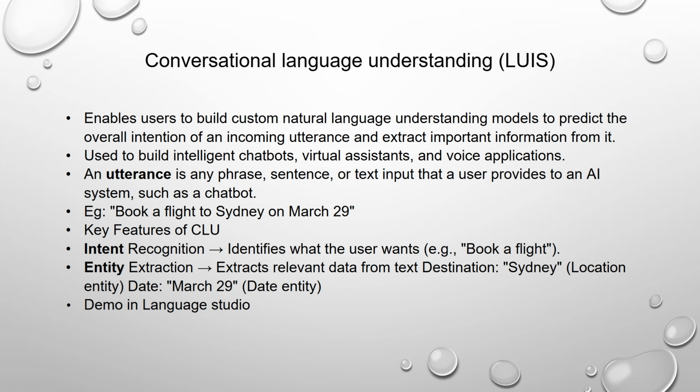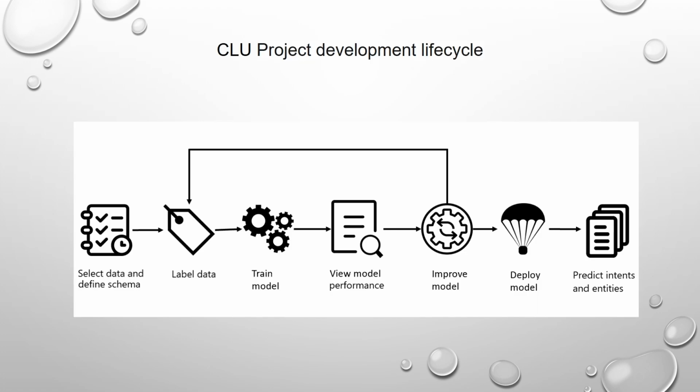So that is a use case scenario of a conversational language understanding model. Now how can we build a CLU model? It was earlier known as LUIS or Language Understanding Intelligent Service. Now they call it Conversational Language Understanding or CLU. This is how we build a CLU project. First we have to select the data and define the schema. After that we have to label the data and train the model. After training we have to view the performance of the model. If the performance is satisfactory, we can directly deploy the model, or we can improve the model by adding more training data and then deploy it. Then the users can use the deployed endpoint to predict intents and entities. So these are the steps of deploying a CLU model.